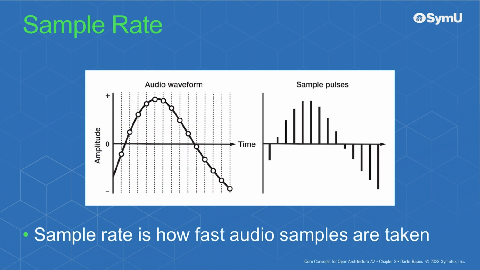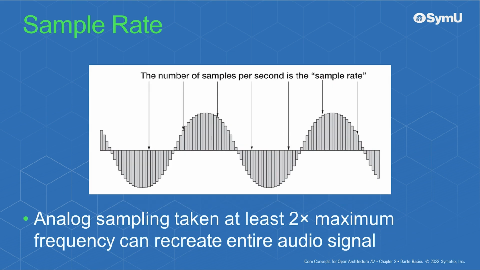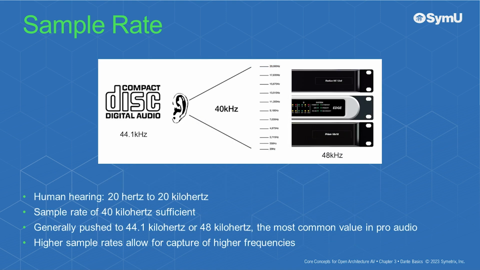The sample rate is how fast the audio samples are being taken. If the analog audio samples are taken at least 2 times the maximum analog audio frequency to be captured, the entire audio signal can be successfully recreated. Human hearing ranges from 20 Hz to 20 kHz, which indicates that a sample rate of 40 kHz is sufficient. However, this rate is generally pushed up to 44.1 kHz, the standard value of most CDs, or to 48 kHz, which is the most common value in pro audio.